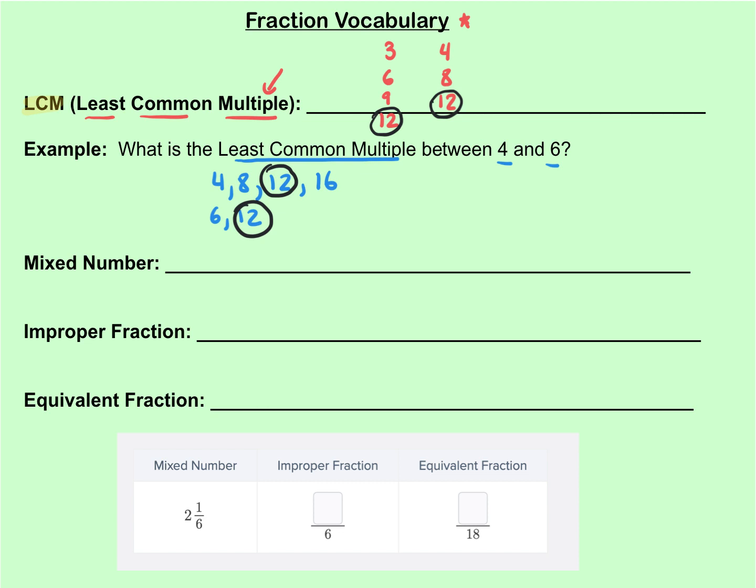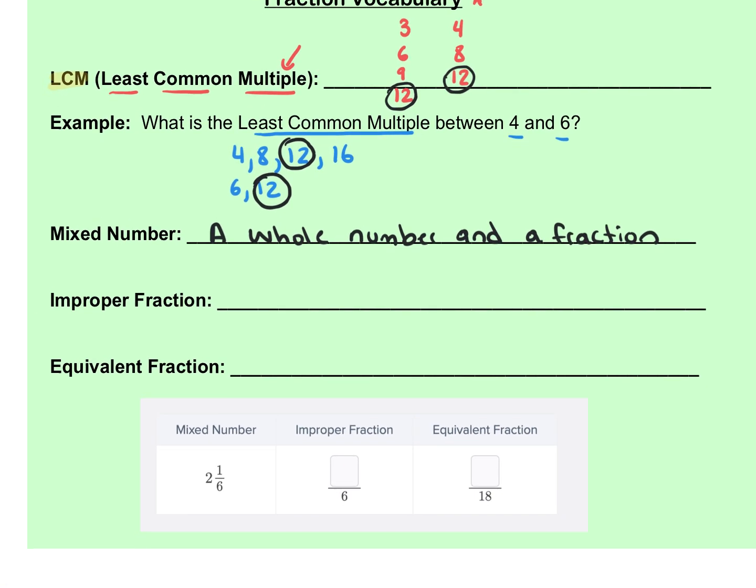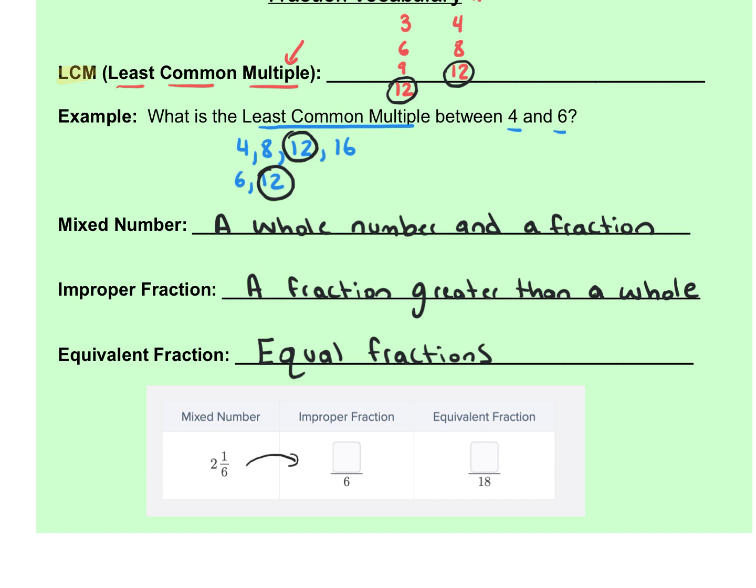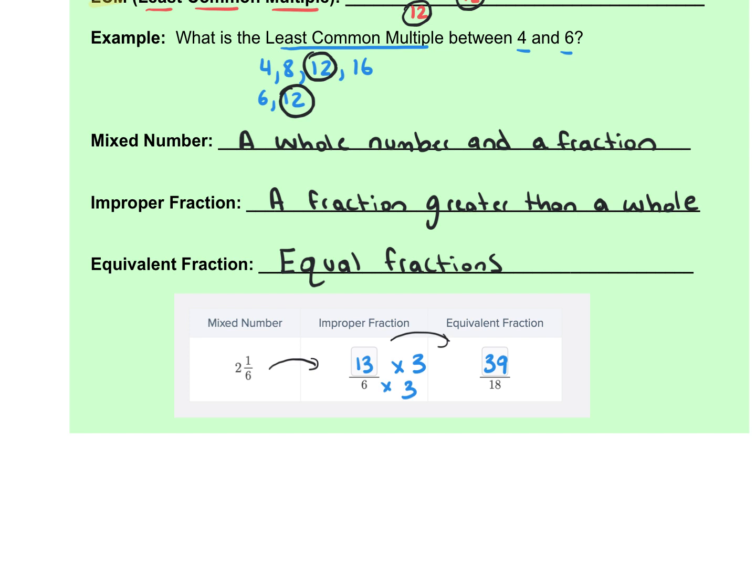Next, we have a mixed number, which we did in our last unit. A mixed number is a whole number and a fraction. Then we have improper fraction, which we also did in the last unit. An improper fraction is a fraction greater than a whole. And finally, equivalent fraction. Remember, equivalent means equal. Go ahead and try this next one. Show me how you turn it into an improper fraction and then into an equivalent fraction. Check your answers with mine here.